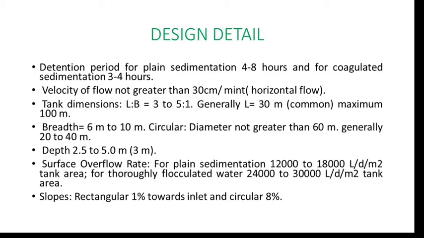If it is a circular basin, the diameter should not be greater than 60 meter. Generally the diameter varies up to 20 to 40 meter in case of a circular sedimentation basin. The depth for that basin varies from 2.5 to 6 meter, or 2.5 to 5 meter. Normally we provide the depth up to 3 meters, and 0.5 is the free board. So overall depth for that tank may be 2.5 up to 6 meter or up to 5 meters. Basically 3 meters is the depth provided for the settling in a sedimentation basin.